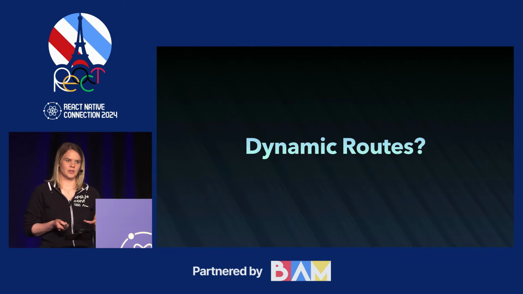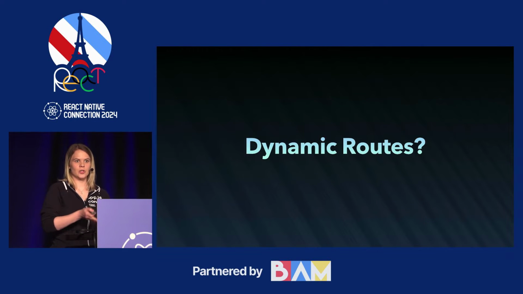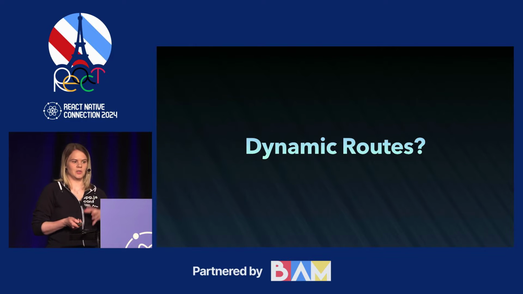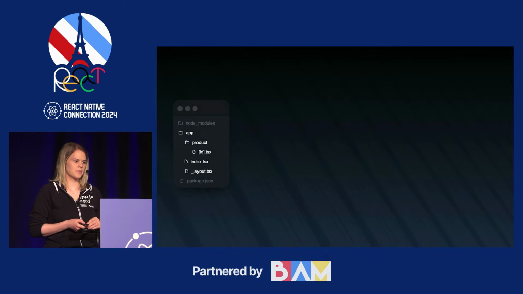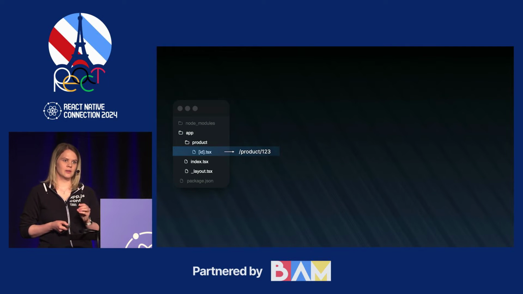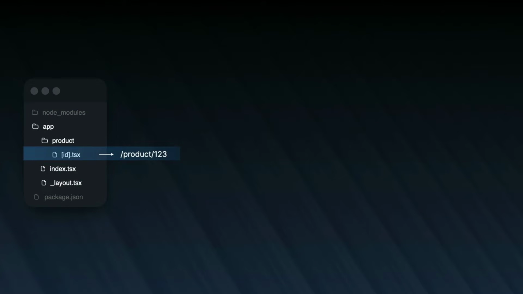What about dynamic routes? Say that I wanted to have a product and product ID, with the ID being dynamic. You can turn any folder or file into a dynamic route by surrounding it with braces. So in this case, I've converted my product file into a folder, and inside this folder, I've added an ID route, which is dynamic because it's surrounded by braces. And in this case, /product/123 would map to this ID route.